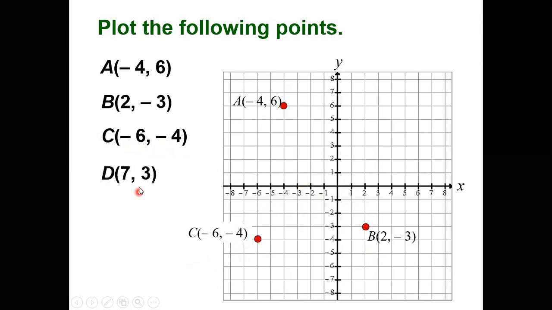The next point is D, which is given as 7 comma 3. Both are positive, so 7 places we want to move right, after that 3 places up. So 7 places move right, after that 3 places up, and this is the point 7, 3.